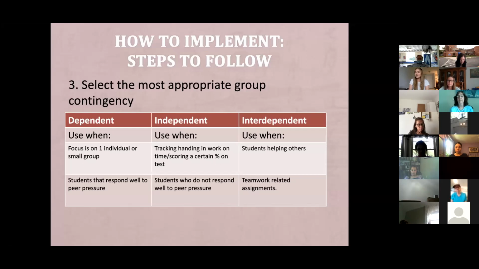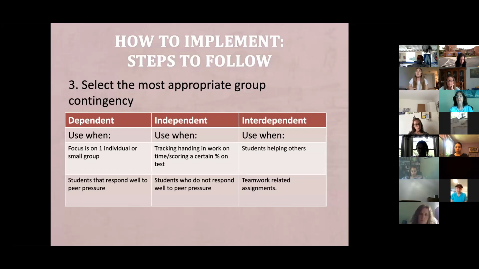Dependent models are really good to use for students who respond really well to peer pressure or peer attention. If you have a student that's always calling out during math lesson, he or she might be doing it because other students are turning their head and looking at them. Maybe they're getting some laughs out of their peers and they really like that peer attention. Well, you can capitalize on the dependent group contingency and flip that.